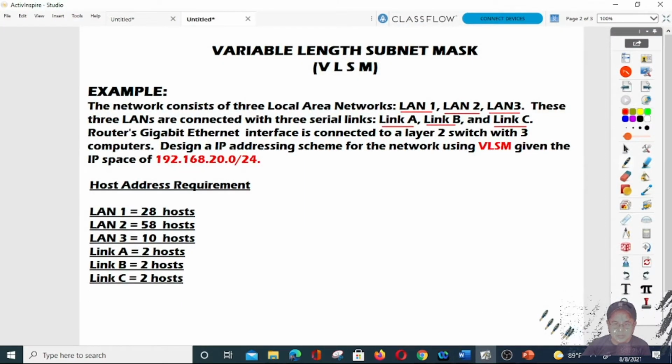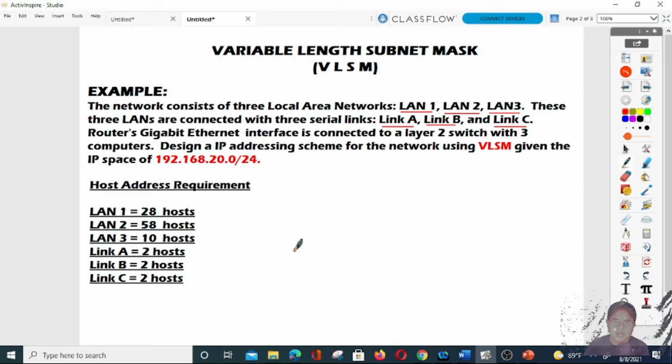So let us try to answer this given actual problem. In this problem, the network consists of 3 LANs: local area network 1, LAN 2, LAN 3. These 3 LANs are connected with 3 serial links: link A, link B, and link C. Usually each link is connected with another link using routers. Okay, and then the router's gigabit interface is connected to a layer 2 switch having 3 computers on it.